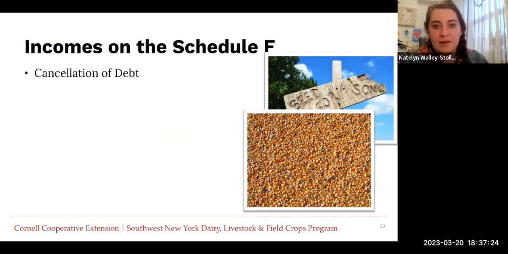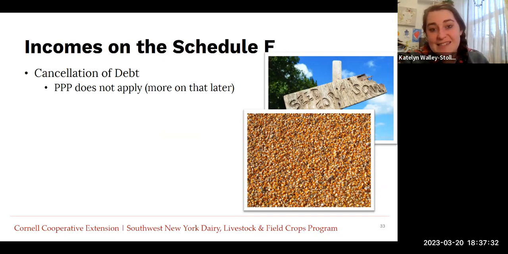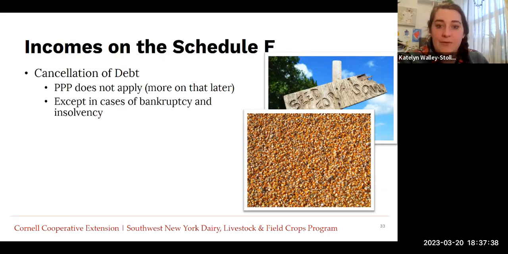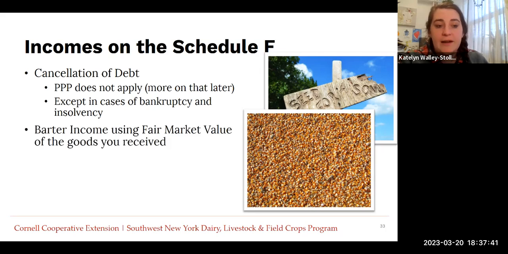Other incomes on the Schedule F: cancellation of debt. PPP was a great one, but it's not a good example. Let's say that you had a loan from the USDA and the debt was canceled. That could be considered income. If you claim bankruptcy for the farm, that could be considered income. If you barter goods, so I give you half a cow and you give me 2 goats, then that is considered income. I would value the half cow that I traded for the 2 goats at fair market value, and you would value the 2 goats at fair market value as income on your end.